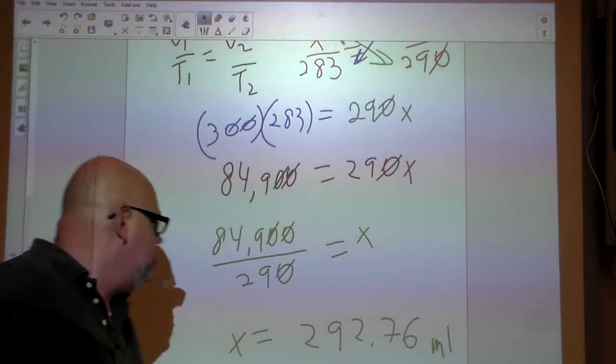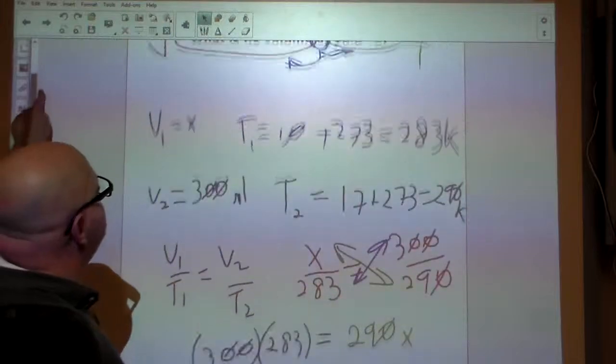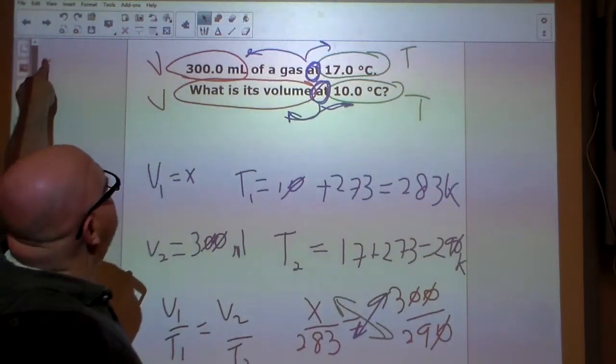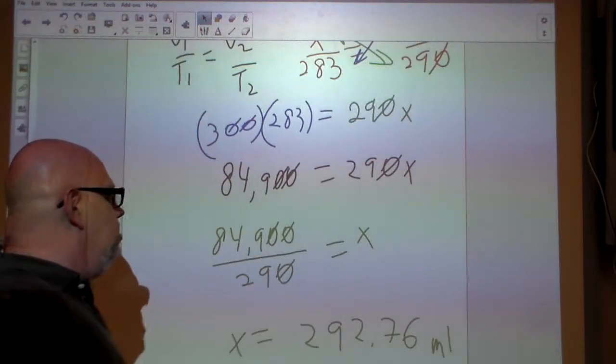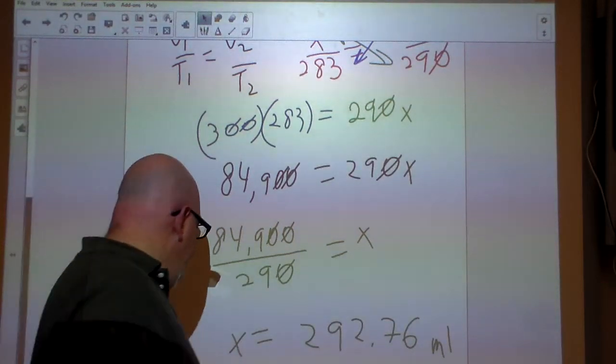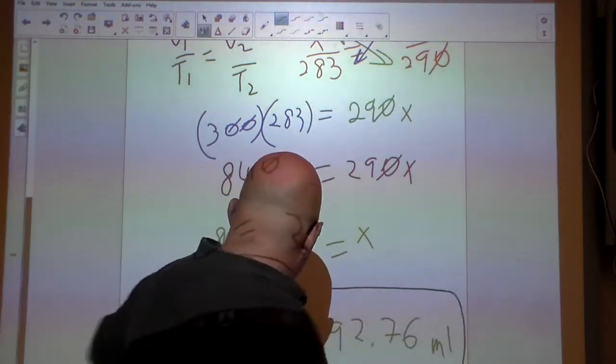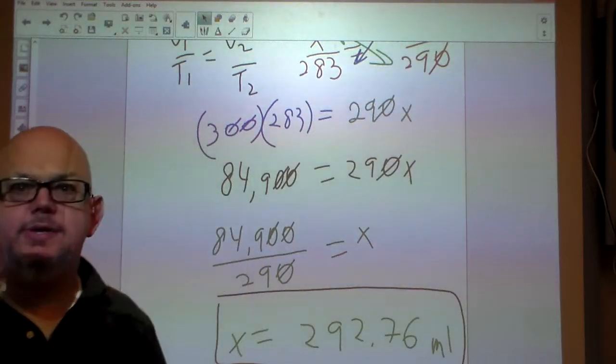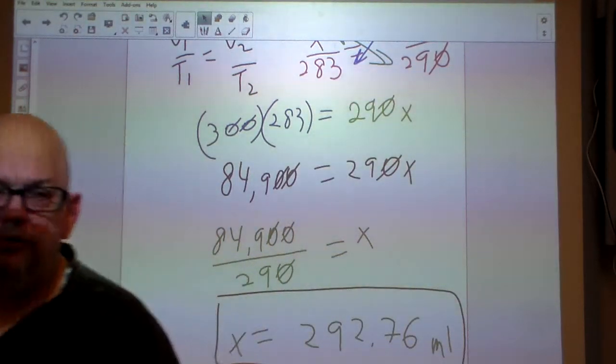Hold on. Let's check the units here. Yep, it is in fact milliliters. So it's 292.76 milliliters. That is it for our second and final example dealing with Charles' law.